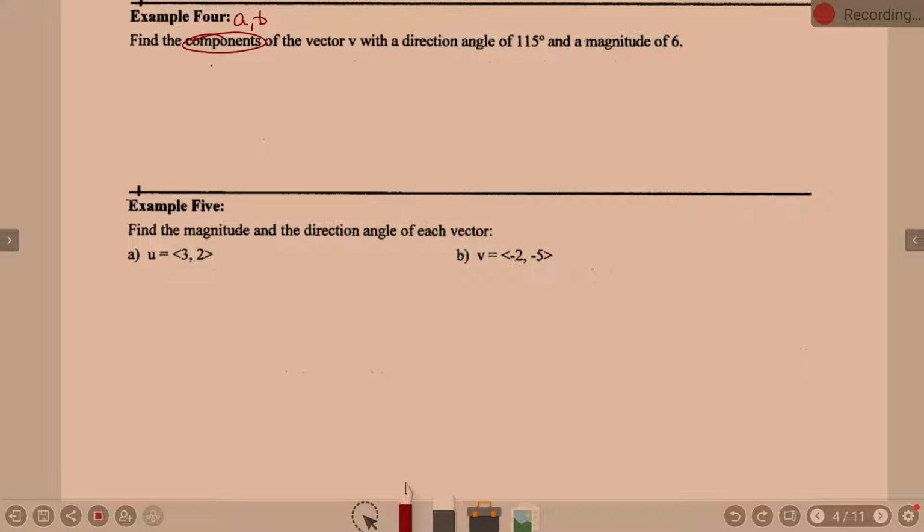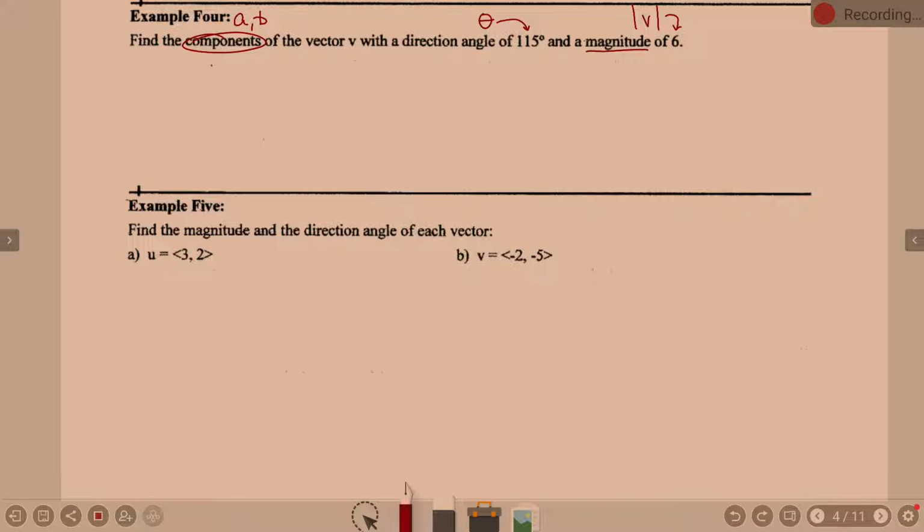Direction angle of 115 degrees. What is that direction angle represented by in our formula that we're getting ready to use? Yeah, that's our theta. So direction angle of 115 degrees, so that is going to be theta. And a magnitude of 6. What's magnitude represented by? Okay, the absolute value, right? So this is the absolute value of the vector. So we have formulas that we can use to find A and B, correct?